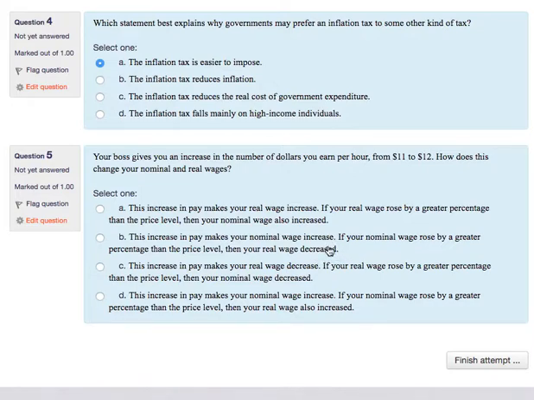So this part here saying decrease is wrong, here decrease is wrong, and it's actually flipped. So this increase in pay makes your nominal wage increase. Yes, if your nominal wage rose by a greater percentage than the price level, then your real wage also increase. This is the right answer. So hopefully that clarifies this chapter. As I said, some of these questions on after-tax real interest rates you may not see on an exam, but they're interesting to know for future investments.